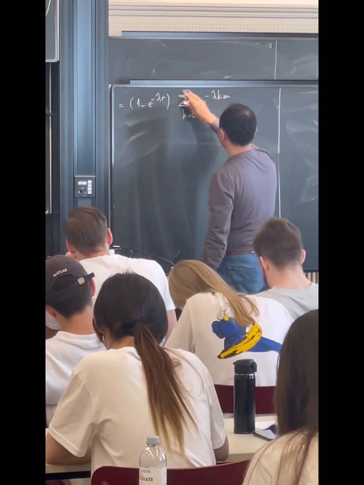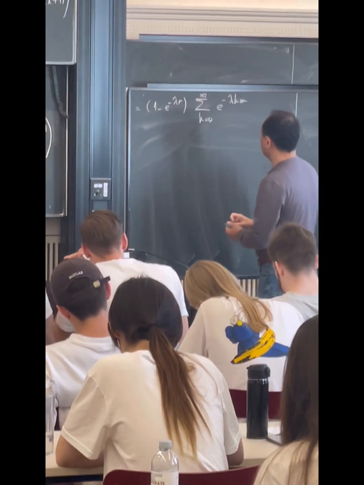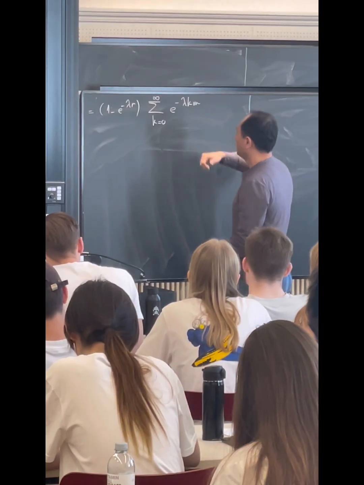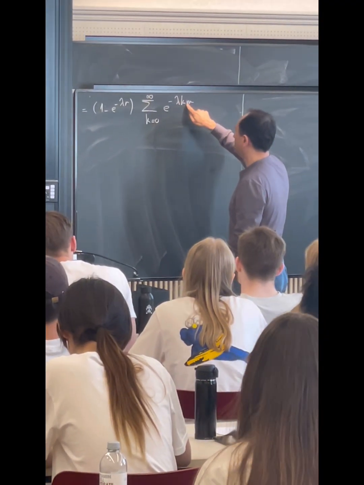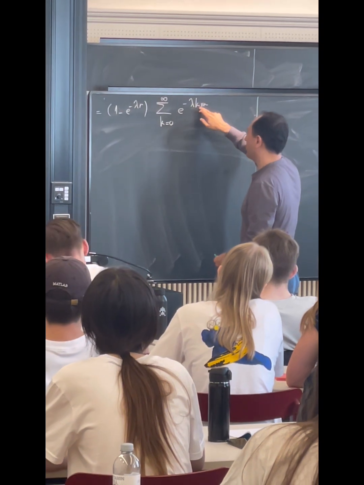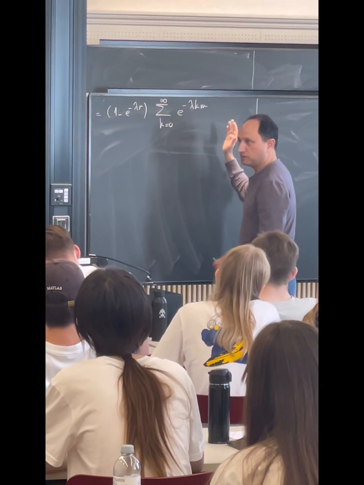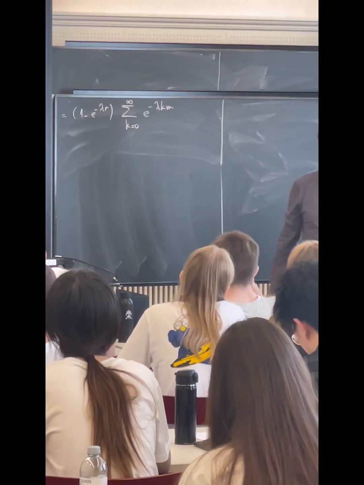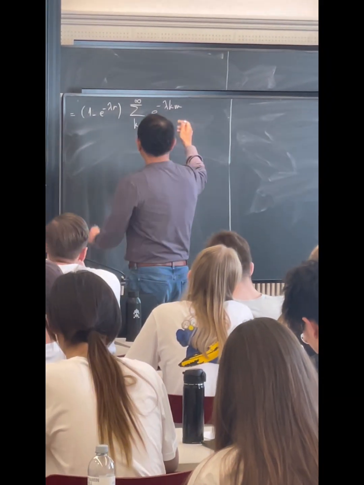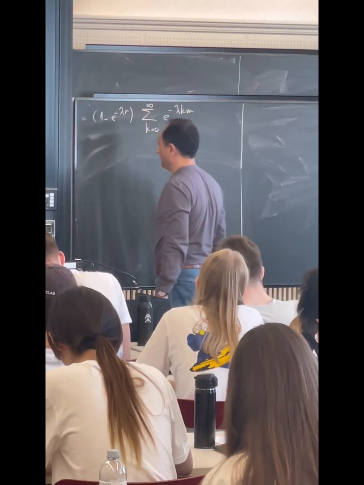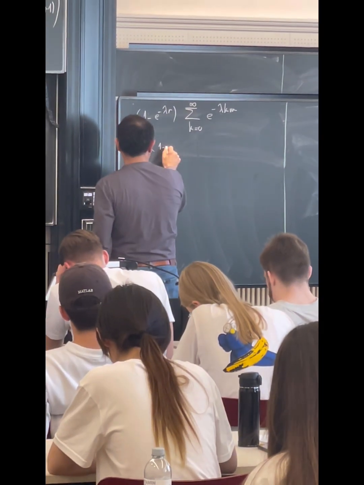I hope that everyone sees that this is a geometric series, because if I put 0, the first term is 1. If I put 1, the second term is e to the power of minus lambda n. If I put 2, it becomes minus 2 lambda n. So every time I am multiplying by e to the power of minus lambda n. So that is the common ratio. And this is less than 1, so definitely this series is convergent. So I can write this.